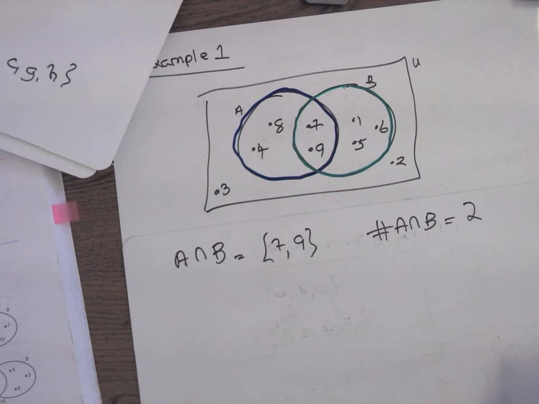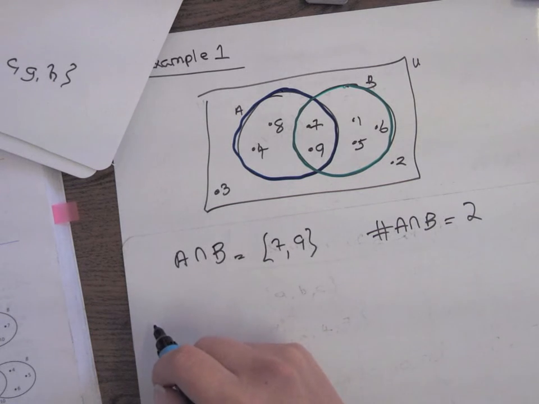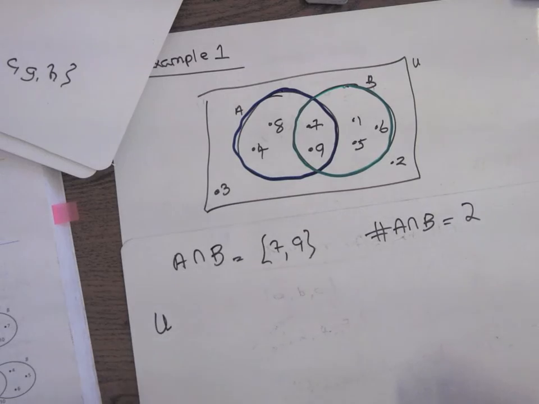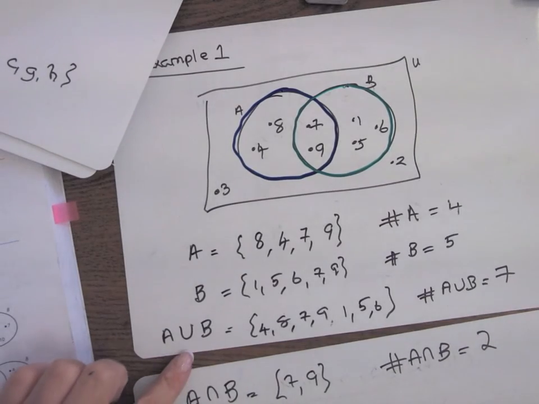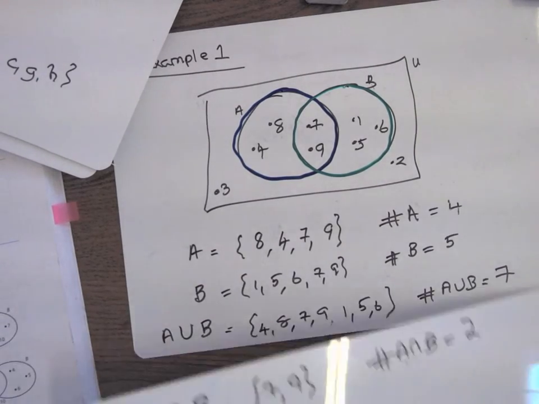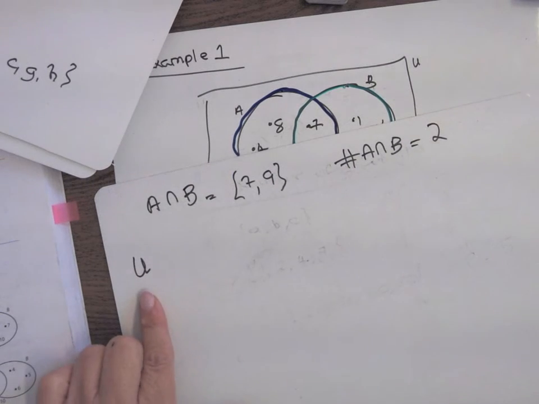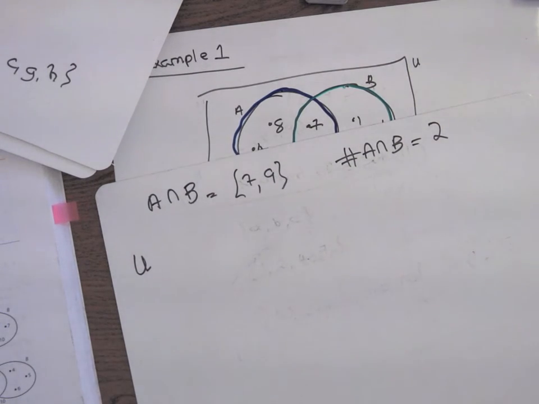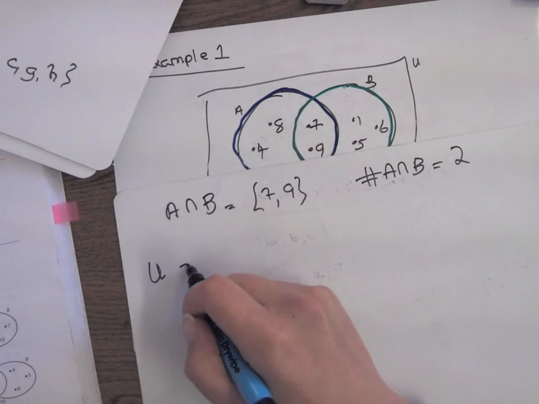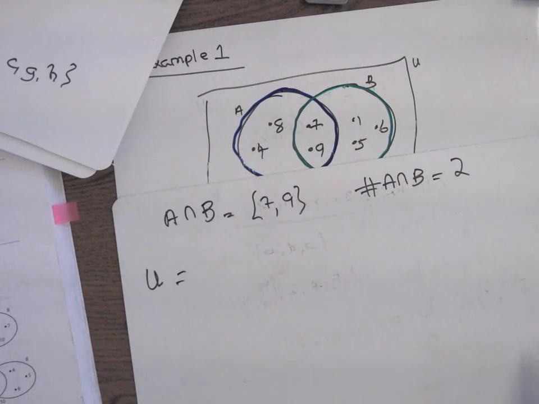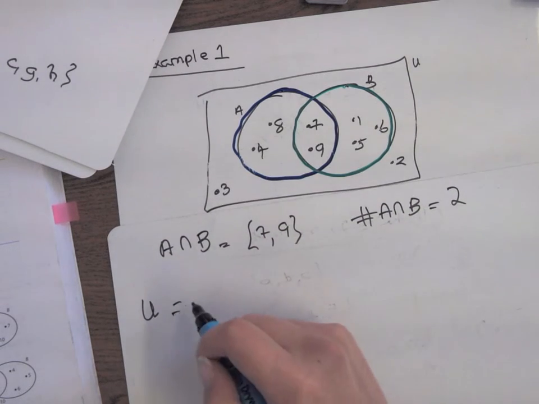Are we okay? What if I ask for the universal set? The universal set is a full-on proper U. So the universal set is everything inside the box. Can you list everything in the box for me?